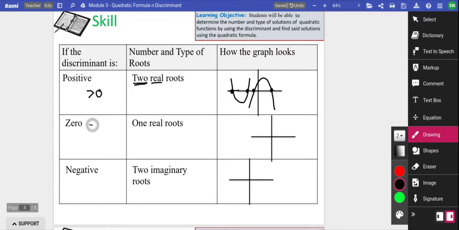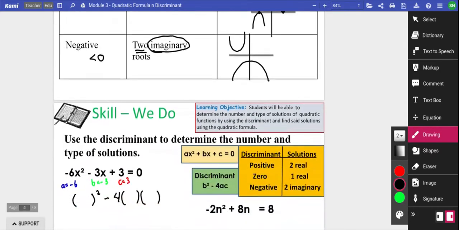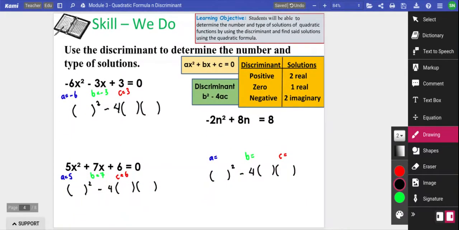If the discriminant is equal to 0, then we have one real solution. The parabola touches the line but never crosses in either direction. If we have a negative discriminant that's less than 0, we have two imaginary roots. That means the parabola never touches the horizontal or x-axis. So I have pre-filled some of the numbers to make it go faster, but here's a summary, the type and number of solutions depending on what the discriminant is. Here's the discriminant and so on.